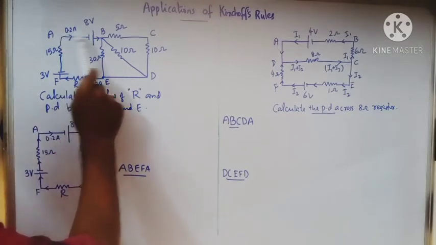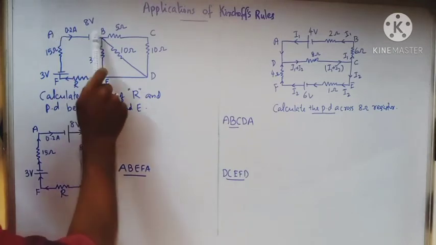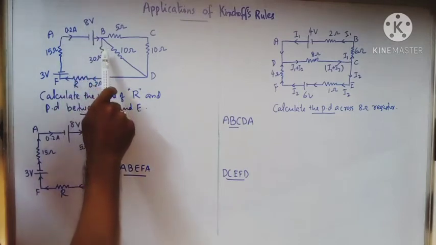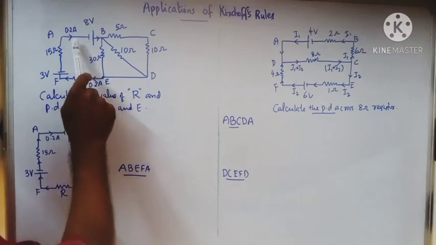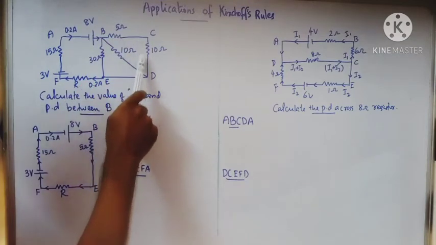Now it is connected like this. We have the cell in the branch A, B. Let 0.2 ampere be the current. In the question, it is given that 0.2 ampere is the current flowing. So 0.2 ampere is the current from the positive of the cell. Now we have a few resistors connected like this.